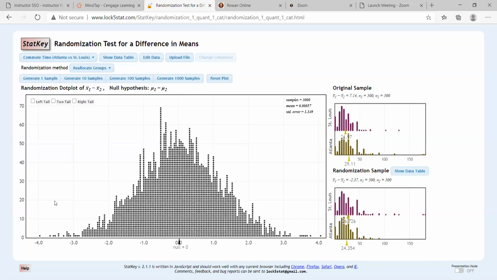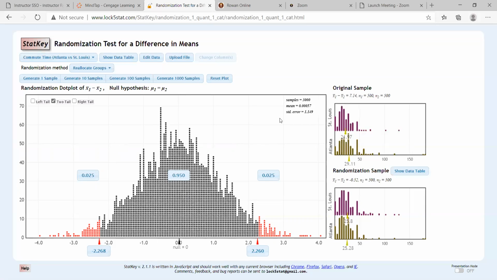So that's what they mean by x1 bar minus x2 bar for each one of these 3,000 samples. It's plotting the difference in the average commute times between the two cities. We want to do a two-tail test. Once again, it automatically gives us these defaults of 0.025 on the left, 0.025 on the right for the proportion of red dots. The proportion of black dots is 0.95. This is 95% of all dots in the middle.